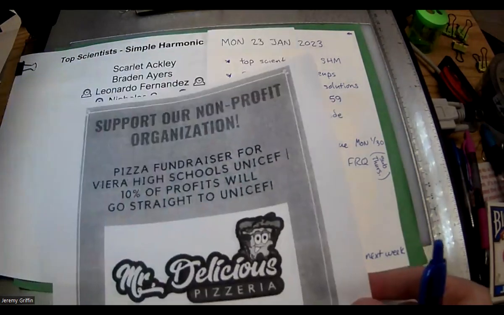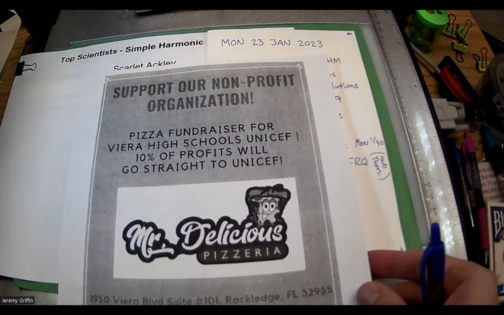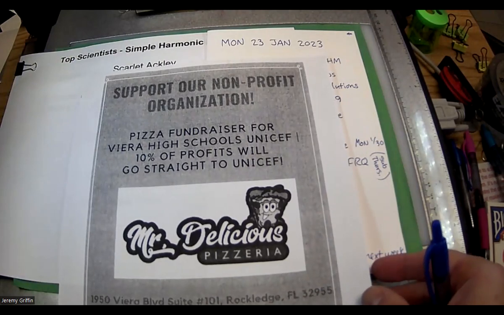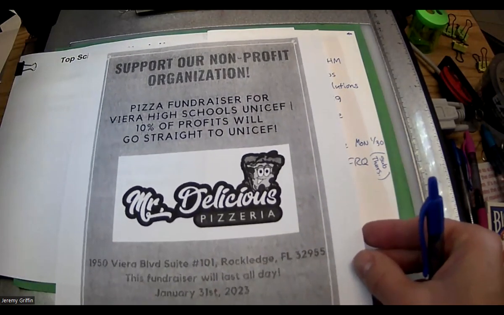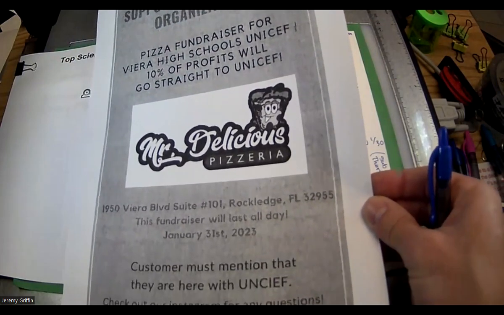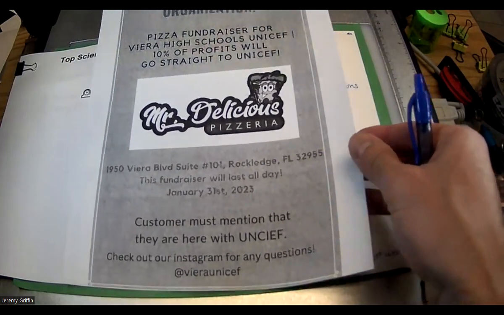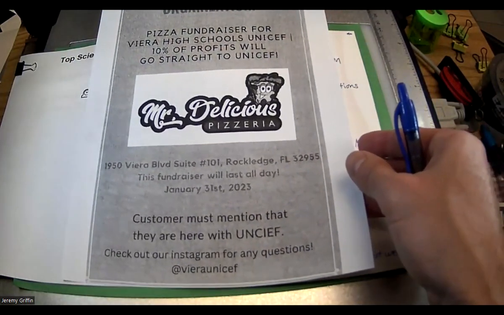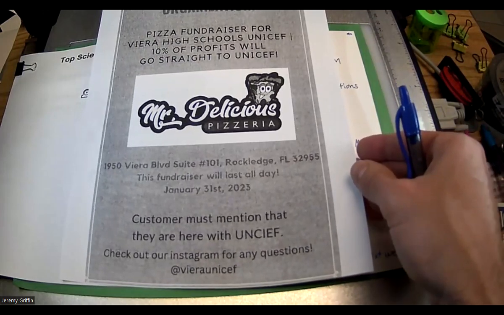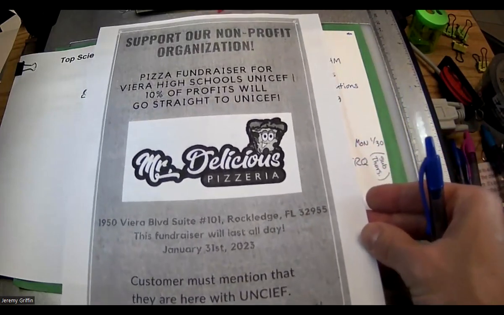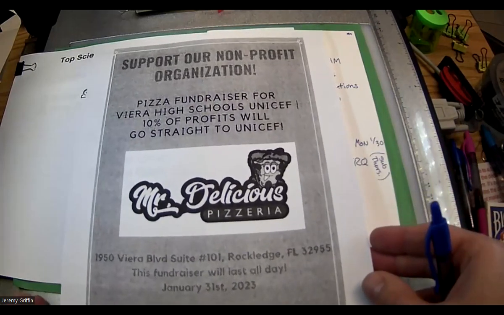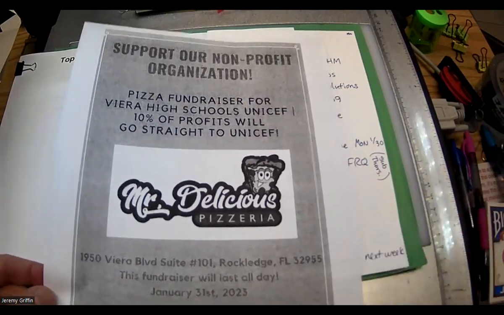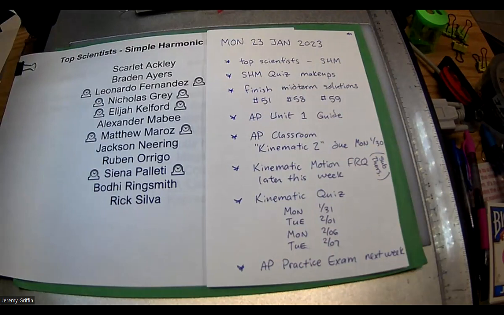Also, students have this UNICEF fundraiser. So let's see, what is this? It lasts all day, January 31st. That's about a week from now, on a Tuesday, looks like. If you go to Mr. Delicious Pizza, 3% of profits go to UNICEF. I'm going to scan this and put it on Google Classroom too. So got that there.